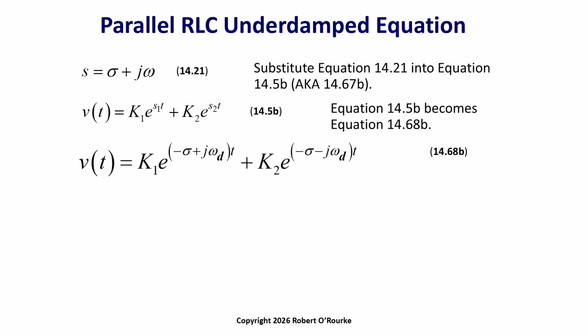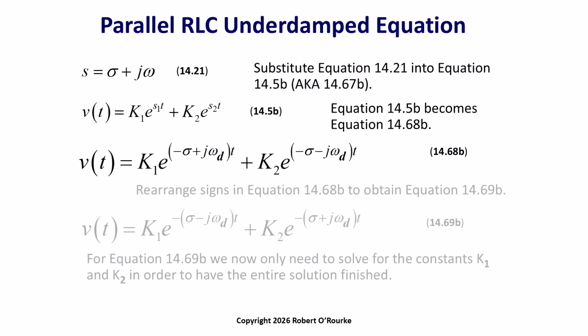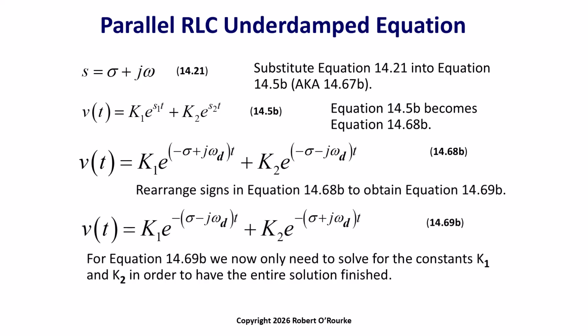When we plug our roots into the voltage solution equation 14.5b, using sigma and omega d notation, we get the complex exponents in equation 14.68b. Rearrange the exponents slightly to make the overall exponents negative in equation 14.69b.